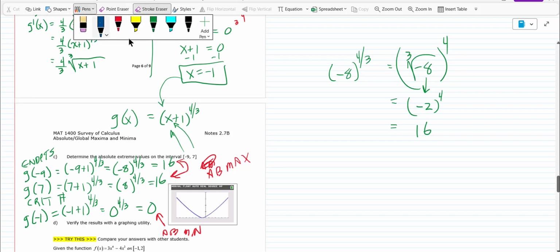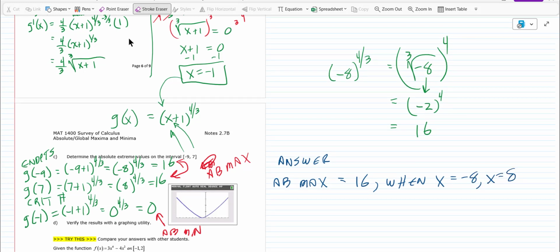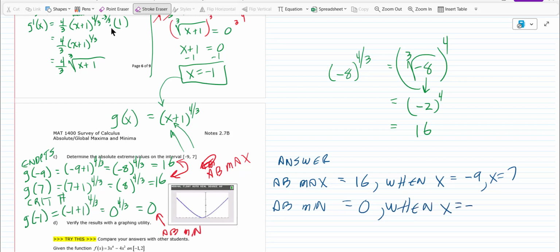So what would happen is when you write your answer, you'd write your answer typically like this. You would say absolute max is equal to 16 when x is equal to -8 or x is equal to 8. No, that's not right. Why am I doing that? What did I plug in? I plugged in -9 and 7. So when x is -9 and x equals 7. Okay, so that's your absolute max. And then your absolute min is going to be 0 when x is equal to -1.